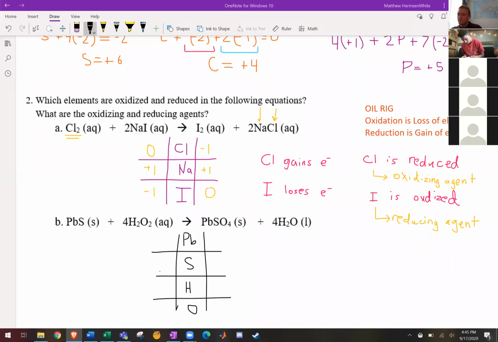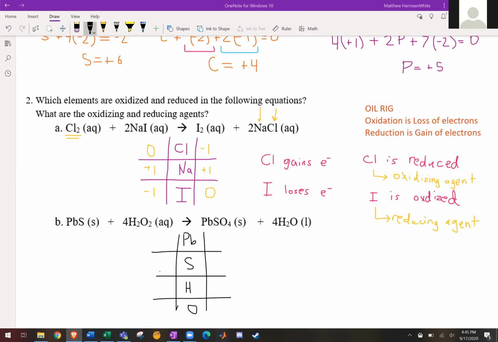My internet cut out. Why did we say Cl was an oxidizing agent, and why did we say I was a reducing agent? Okay, so let me explain again. Were you here, Kristen, for this part where we talked about oil rig? Yes. Okay, so we determined that chlorine gains electrons and iodine loses electrons. Did you follow up until this part?